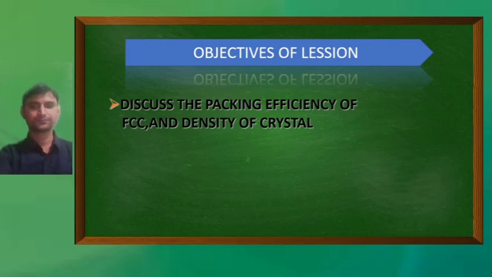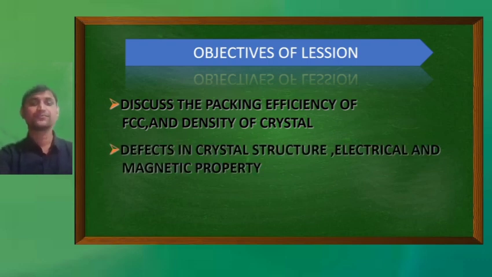After that, we look at defects in crystal structure, and electrical and magnetic properties. Defect means there is an irregular arrangement in the solid, or an imperfection present in the solid. The best examples of imperfection, fault or irregular arrangement are brass, bronze or stainless steel. These are day-to-day life examples. After that we look at the electrical property and the magnetic property of the crystal lattice.